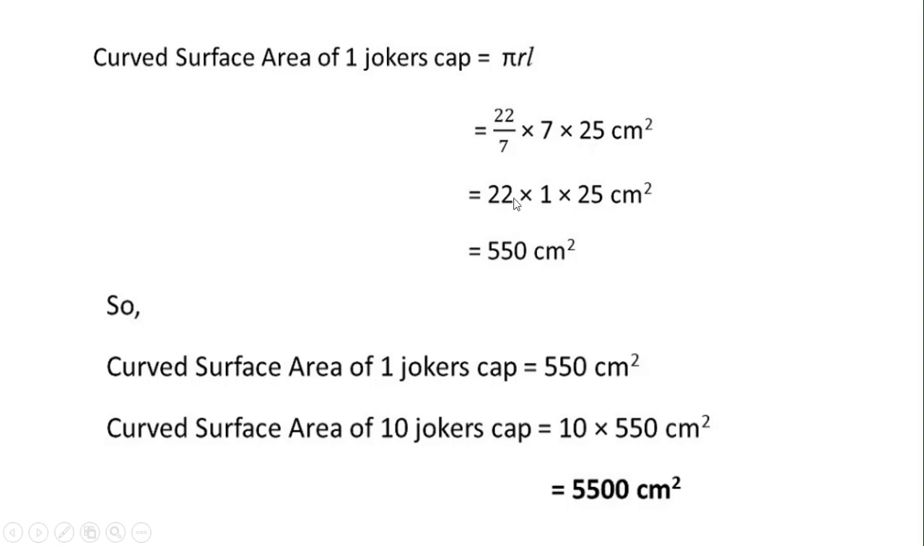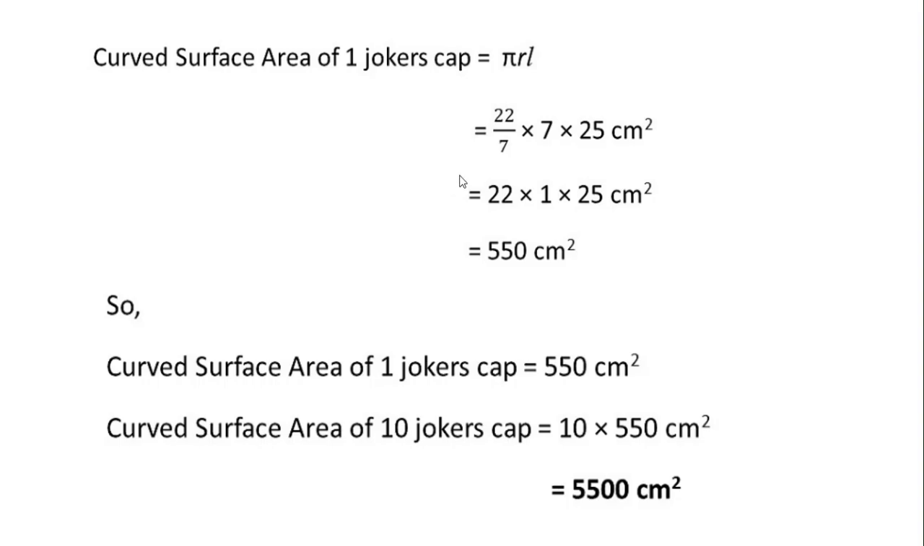So 22 here, 7 gets cancelled. 22 into 25. So further simplification, what do we get? 550 square centimeters. That means this is the curved surface area of one joker's cap.